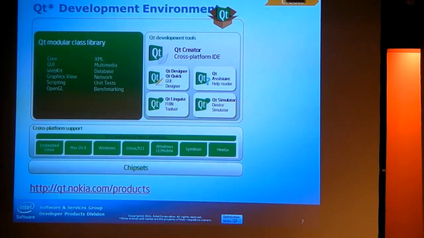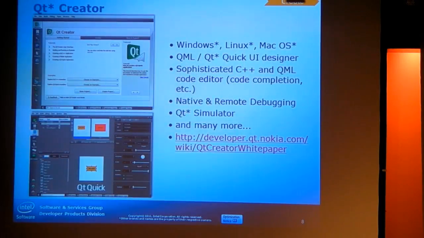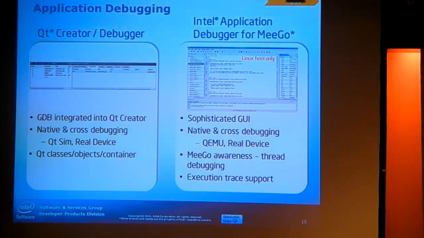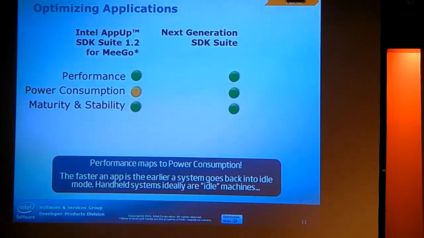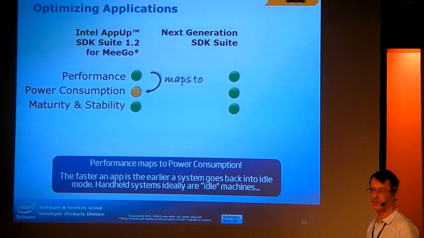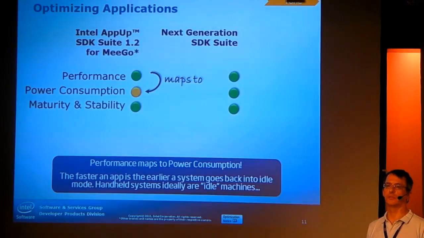I'll skip this Qt development environment because you've already had a Qt session here a few weeks ago. We don't change the Qt development environment, we leave it as it is. Qt Creator. Also application testing, we don't change any of this. You can still use the common tool suite. What we do change is optimizing applications. This is the performance maps to power consumption. Why? Why is performance important for power consumption? Anyone know?